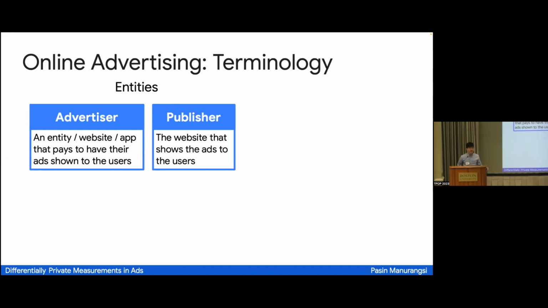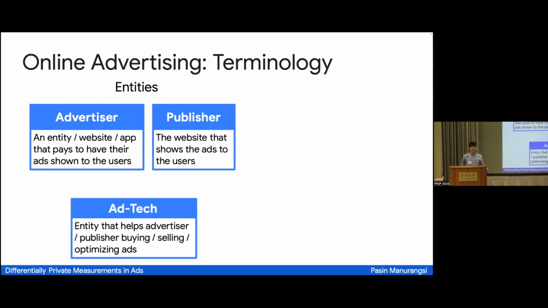Another important entity is the publisher. So the publisher is the website that actually shows the ad to the user. Typically, the publisher is compensated for doing so. And if you go to the online advertising literature, you will also see the word ad tech. This is an abbreviation for any entity that helps optimize or match the publisher to the advertiser. Examples of these include Google Ads, Amazon, Meta, Criteo, and so on.